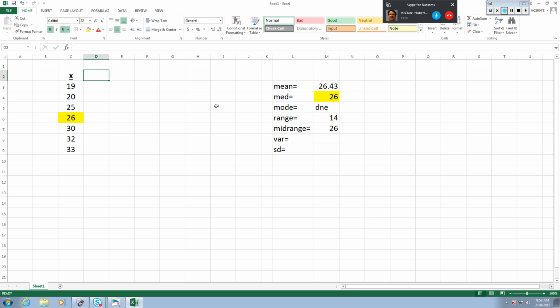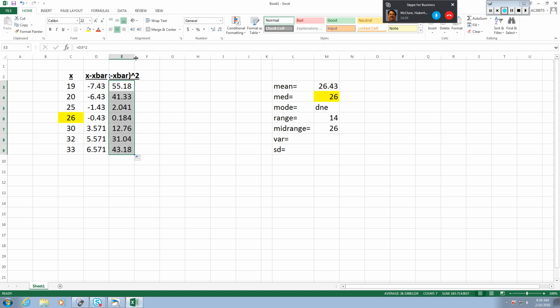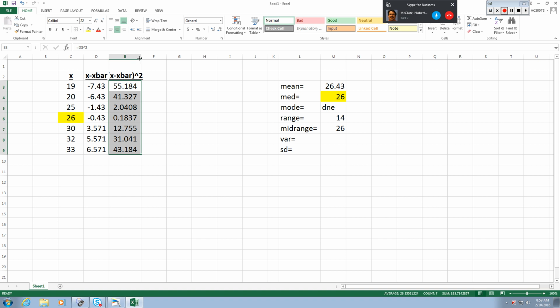And now we do the variance. So we have to do x minus x bar. That's equal to 19 minus this number. Oops, we have to lock it. F4. And copy that down. And then (x minus x bar) quantity squared, this number raised to the second power. Okay, any questions so far? I'm trying to go slow, I'm sorry.